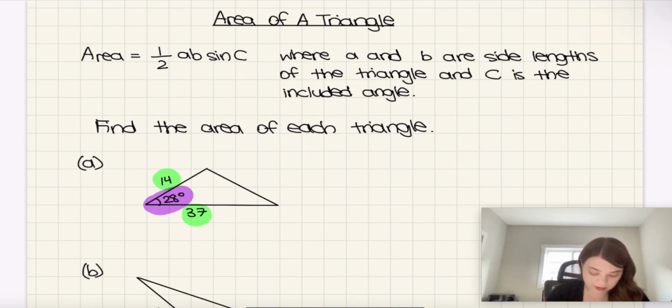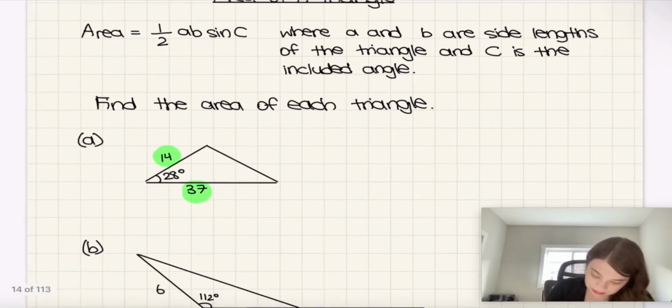And so if it were this angle here, for example, that would not give us an accurate answer. Or if it was this angle, that also wouldn't give us an accurate answer, right? If we were going to do a different angle, we'd also have to choose different sides, because the sides have to have that angle included between them. So since 28 is between the side lengths 14 and 37, it is the correct angle to use here.